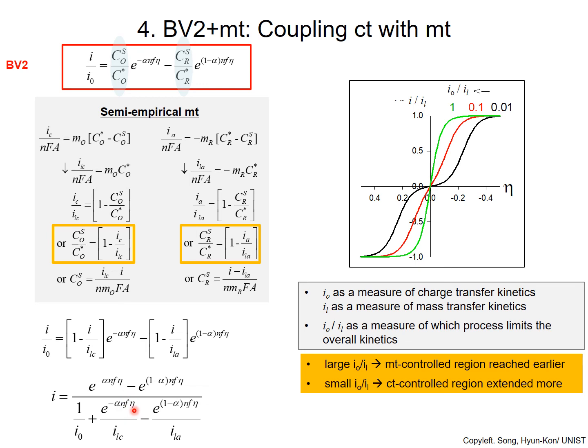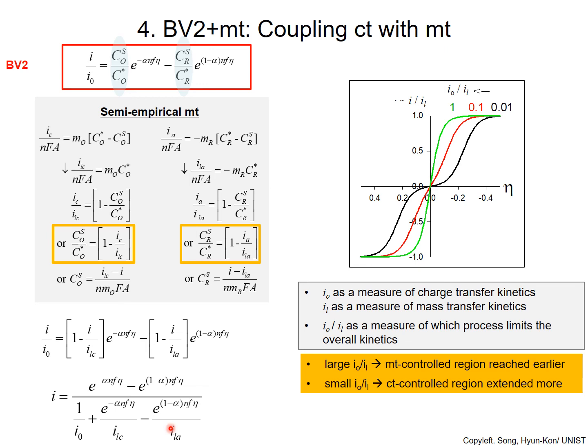It looks really complicated. Exponential term for the cathodic process minus exponential term for the anodic process, and the denominator has some exchange current term plus cathodic process minus anodic process. You don't need to memorize this equation, even if you should memorize the Butler-Volmer equation.